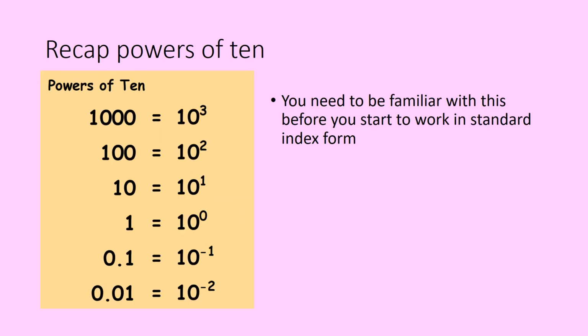So let's recap. Powers of 10. If we had 1,000, we could write it as 10 to the power of 3. If we had 100, we could write it as 10 to the power of 2. If we had 10, we could write it as 10 to the power of 1. If we divide that by 10, we get 1. That's the same as 10 to the power of 0. If we divide by 10 again, we get 0.1. That's the same as 10 to the power of minus 1. If we divide by 10 again, we get 0.01. That's the same as 10 to the power of minus 2.